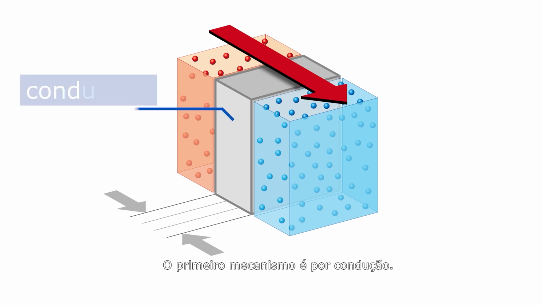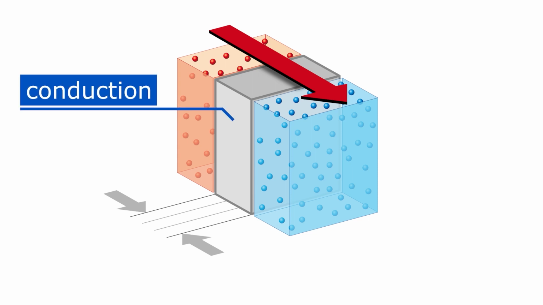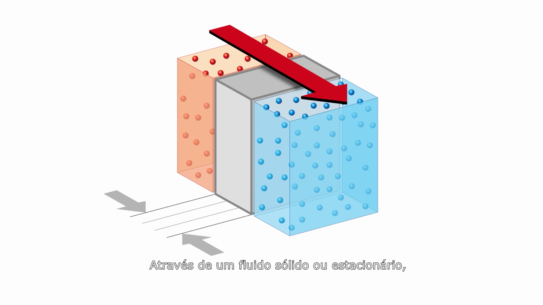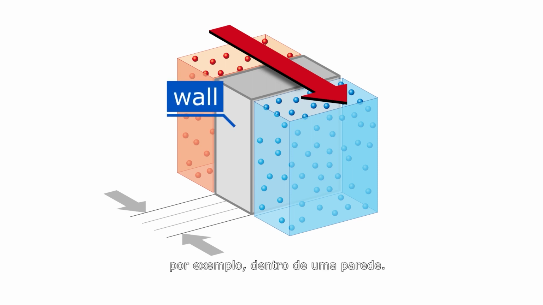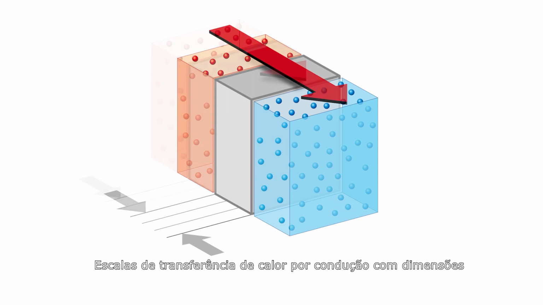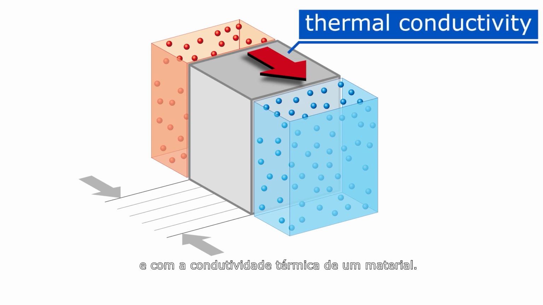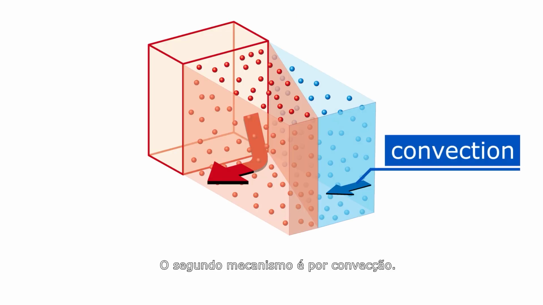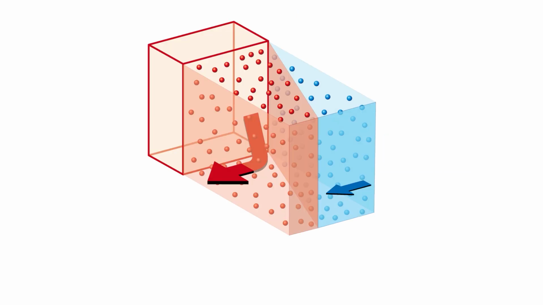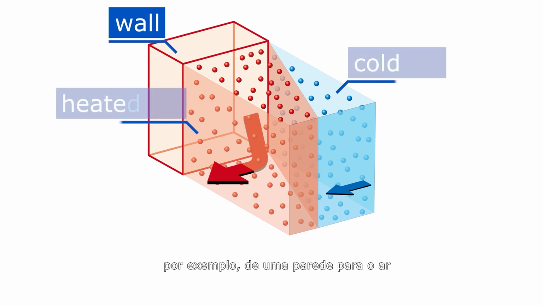The first mechanism is through conduction, through a solid or stationary fluid, for example, inside a wall. Conductive heat transfer scales with dimensions and with the thermal conductivity of a material. The second mechanism is through convection, from a solid to a moving fluid or gas, for example, from a wall to air.